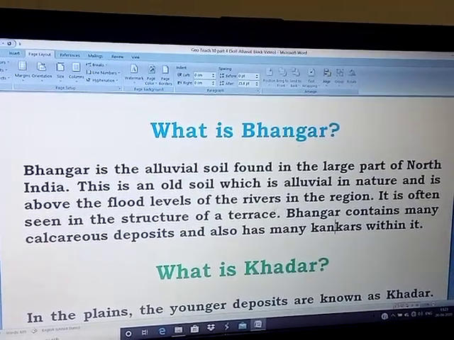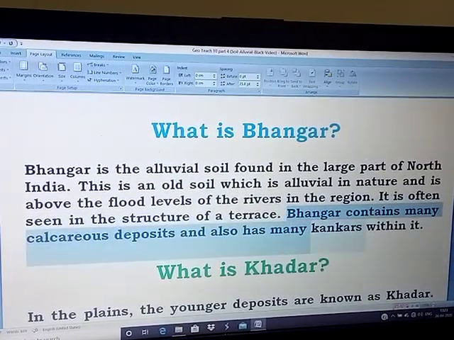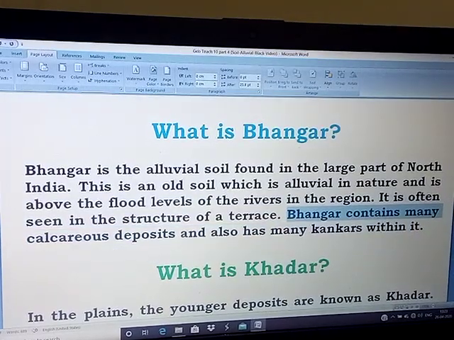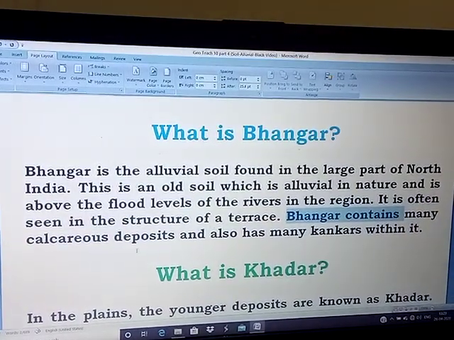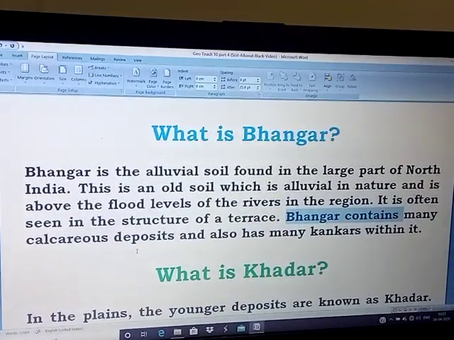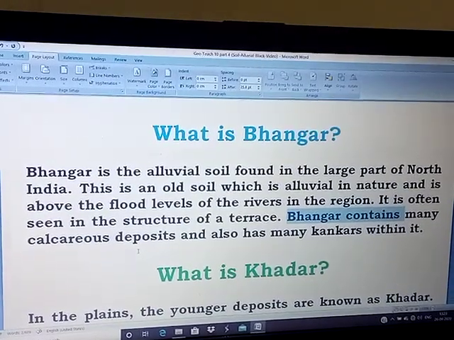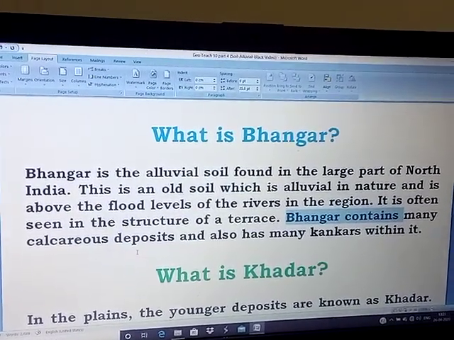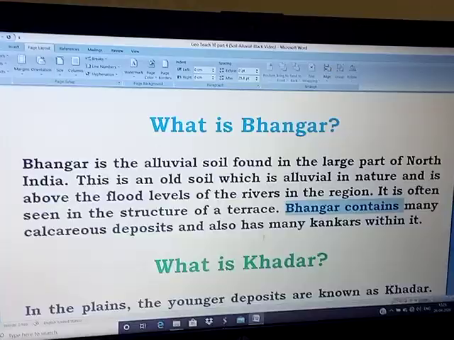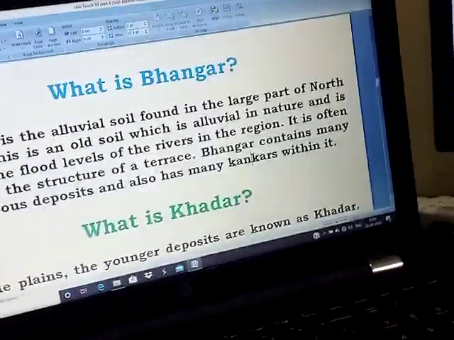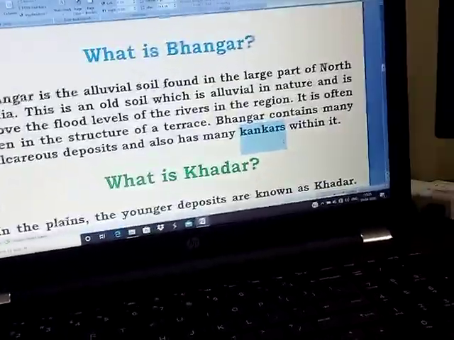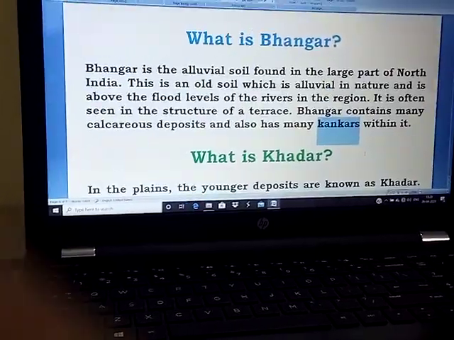However, Bhangar contains many calcareous deposits. That means calcareous deposits, a little bit of stone and other things are also present there, which are normally known as conkers.